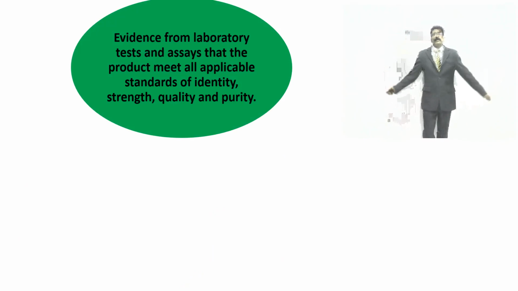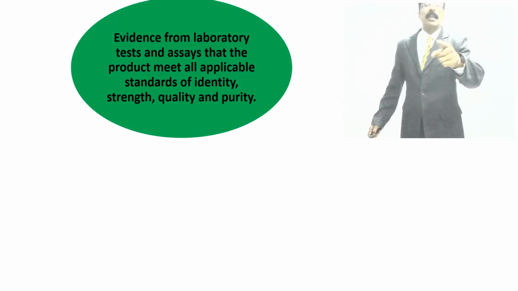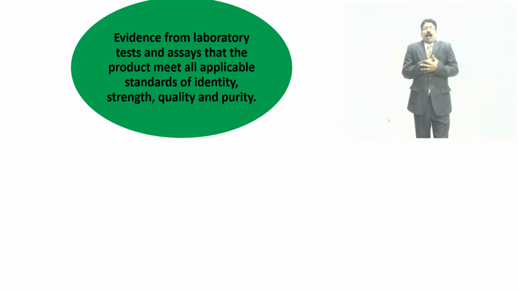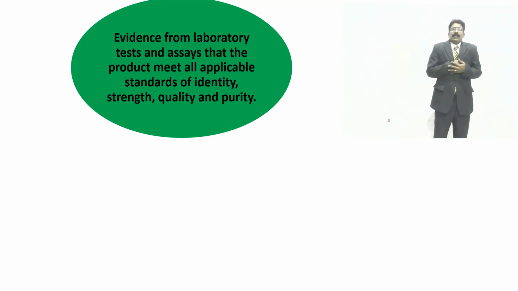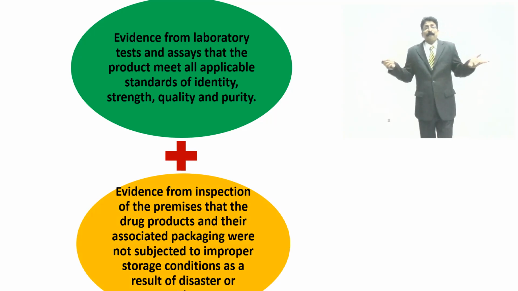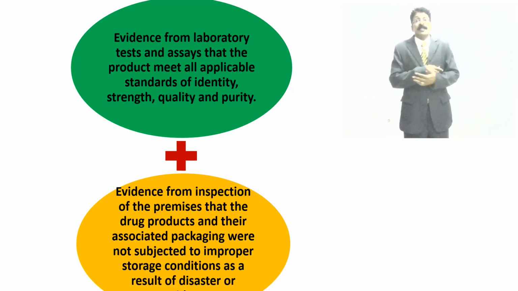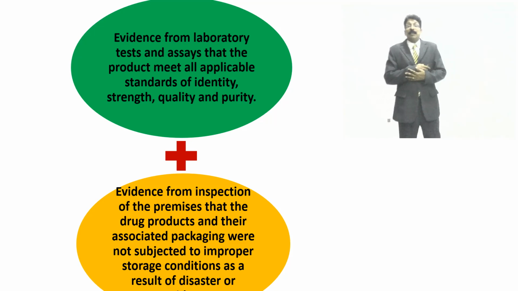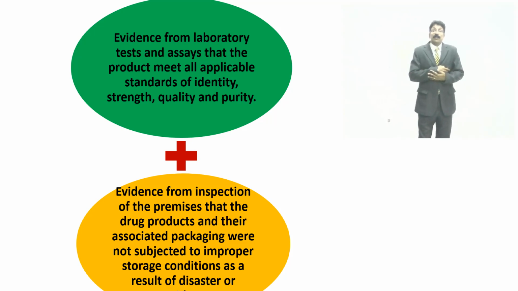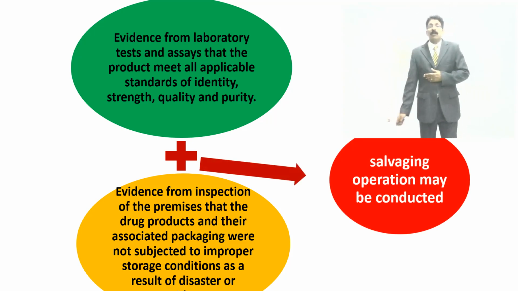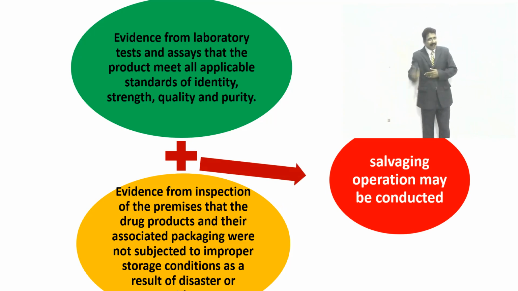Then, second, if there is evidence from laboratory testing and assay that the product meets all applicable standards of identity, strength and quality, and evidence from inspection of the premises that the drug product and associated packing were not subjected to improper storage conditions as a result of disaster or accident, then go for reprocessing. A salvaging operation may be conducted. Then you can do the salvaging operation.